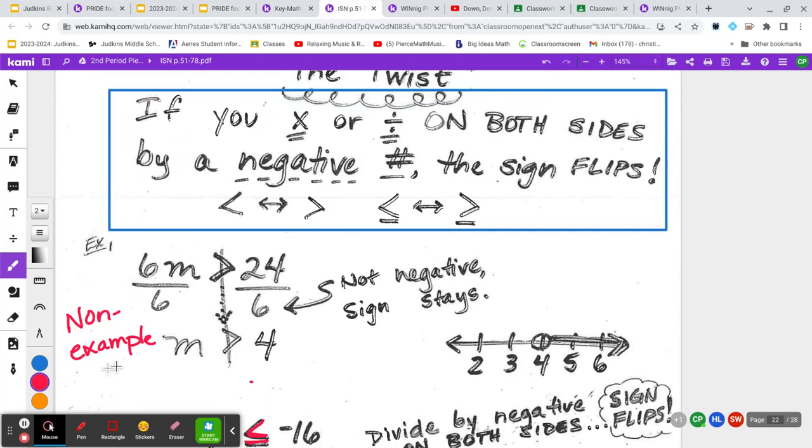Do you guys understand the concept of a non-example? That means it's not the twist. It's not where the sign flips. The sign just stays. Boom. Same. Everybody do that? Make the less than symbol with your fingers and then just drop it down. 3 out of 4 times that happens. So it's like this, it's like this, it's like this. 3 out of 4 times it happens. But sometimes when you multiply or divide by a negative, the sign flips around.